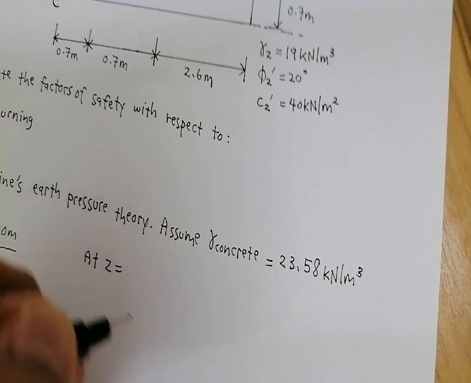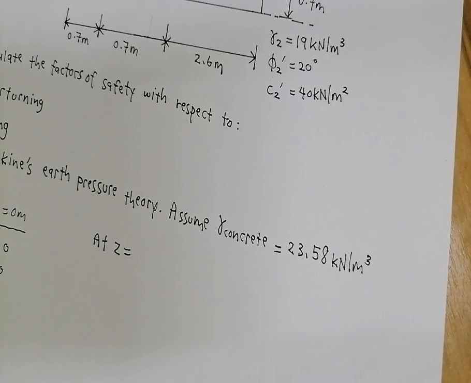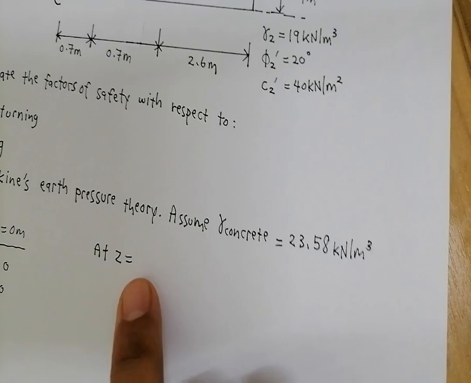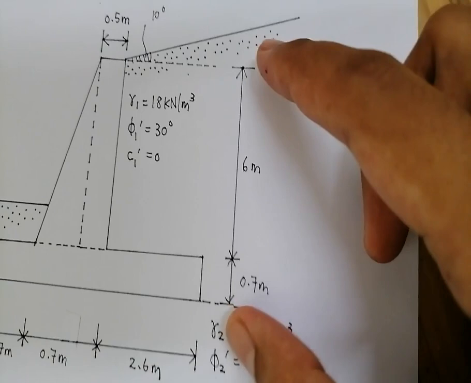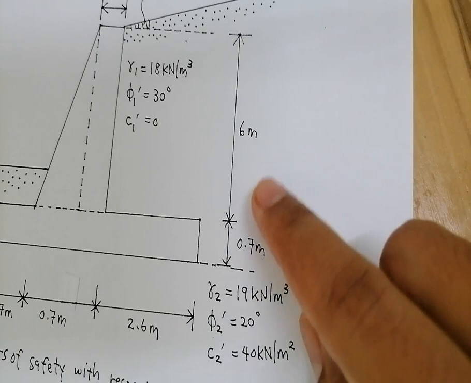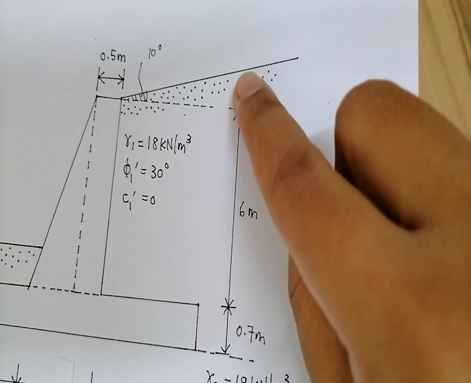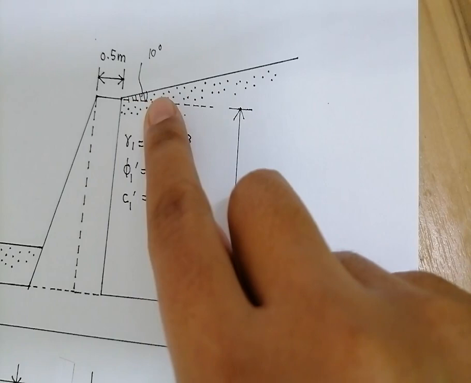Please focus on this. This is a bit different from Coulomb's theory. Our total height of the retaining wall is 6 plus 0.7, so 6.7. But with Rankine, you have to include the height of this small soil triangle here. A small soil triangle over here. So you have to include the height of this triangle.